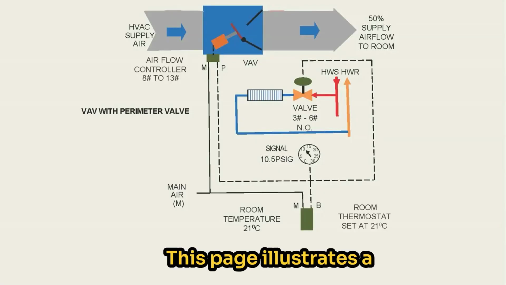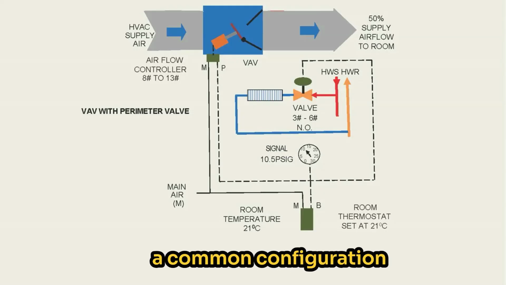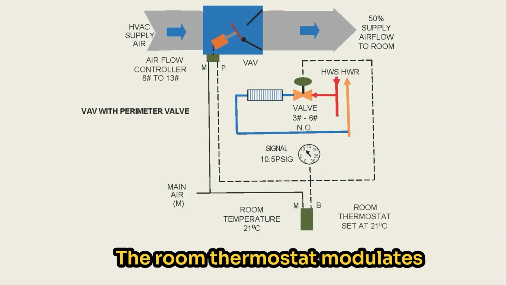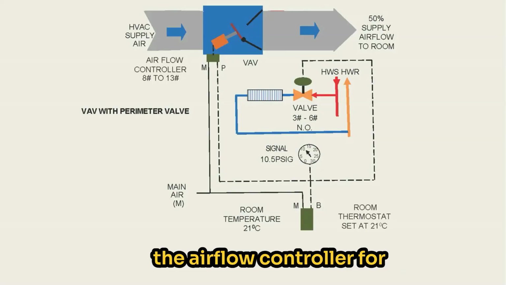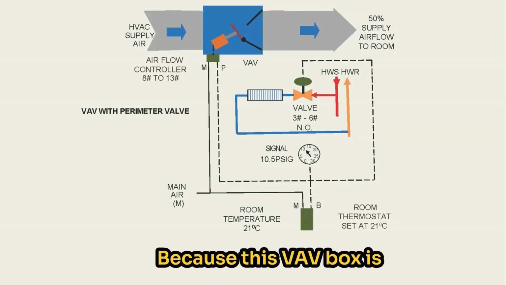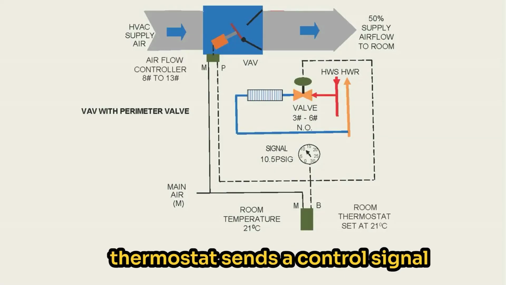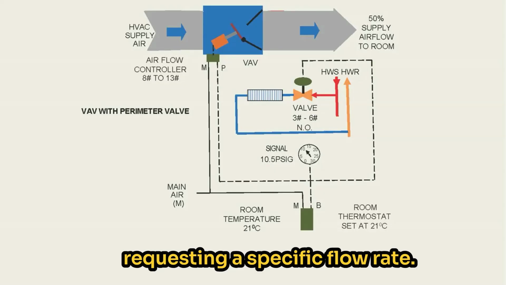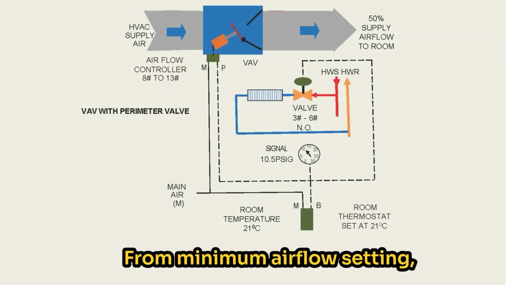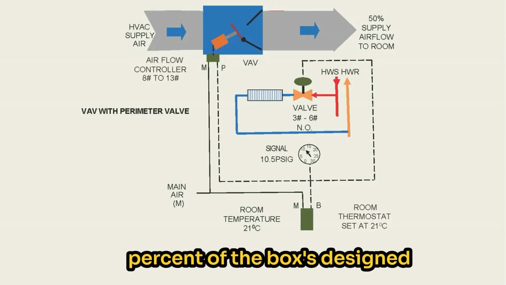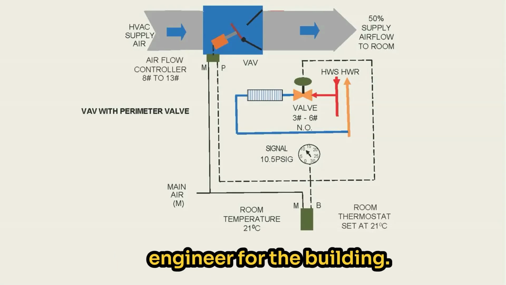This page illustrates a VAV (variable air volume) box integrated with a perimeter heating valve, a common configuration in modern HVAC systems. The room thermostat modulates both the perimeter heating valve and the VAV box through the airflow controller for cooling and ventilation. Because this VAV box is equipped with an airflow controller, a standard practice in most installations, the thermostat sends a control signal requesting a specific flow rate. That airflow rate can vary across the defined range, from minimum airflow setting, often approximately 25% of the box's designed capacity, to maximum airflow as specified by the HVAC design engineer for the building.